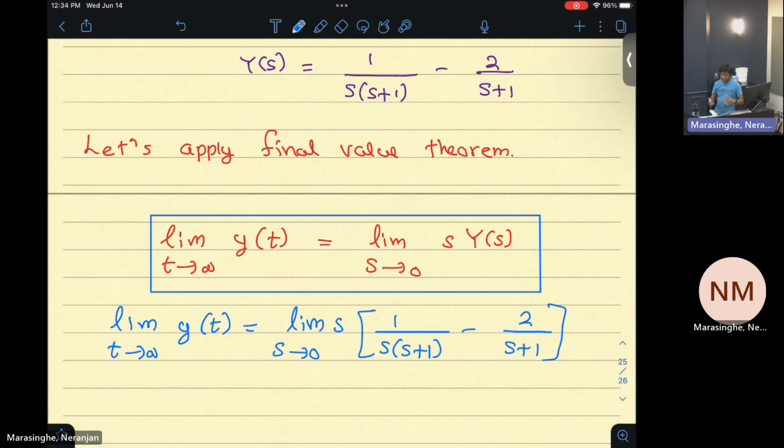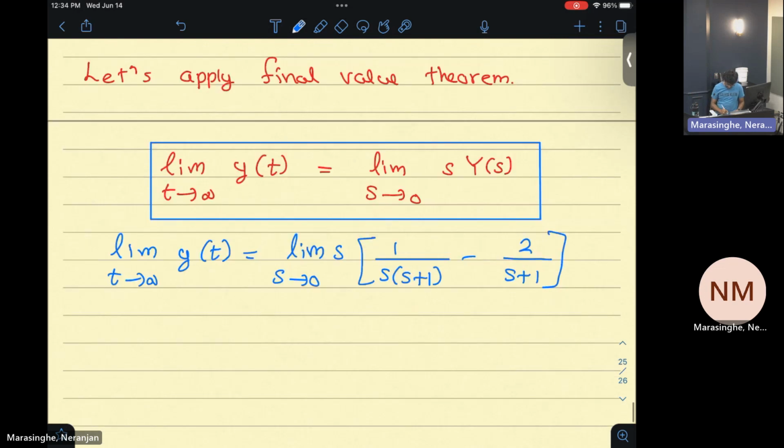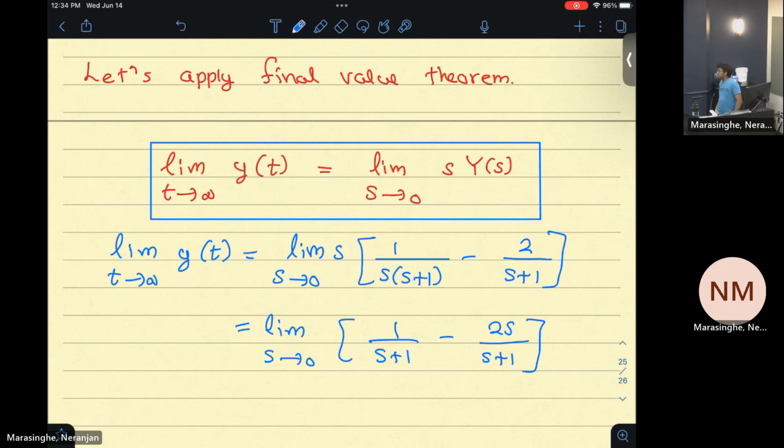Let's multiply this expression by s. So what would we get? The limit as s goes to 0. If you multiply the first term by s, you would get 1 divided by (s plus 1). And if you multiply the second term by s, you would get 2s divided by (s plus 1). So what can you say about the limit when s goes to 0? What would happen to this expression when s goes to 0?